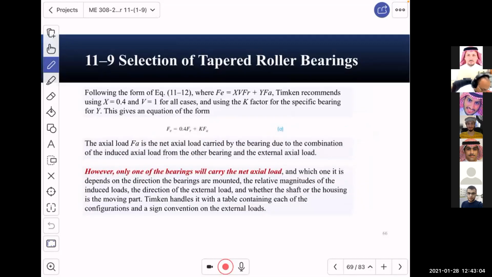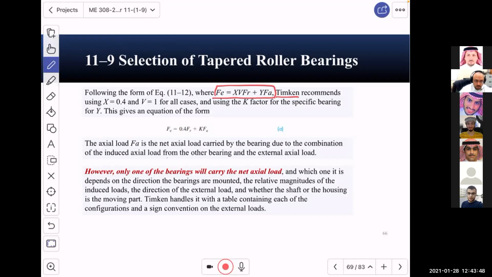Don't worry about it. Now, what are we going to do? Now, we know that there is a thrust. And we know also that tapered bearings are designed to take thrust load. So we are back now to the concept of having a combined thrust load and a radial load. So what did Timken do? They said, okay, let's use the same equation we had before, Fe equals V times X times Fr plus Y times Fa.